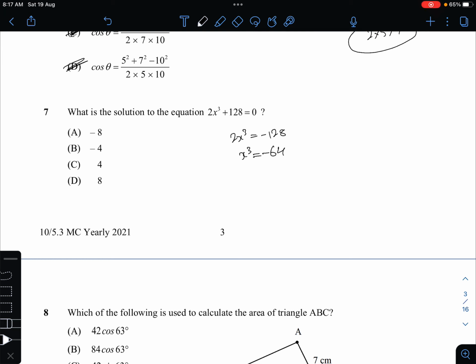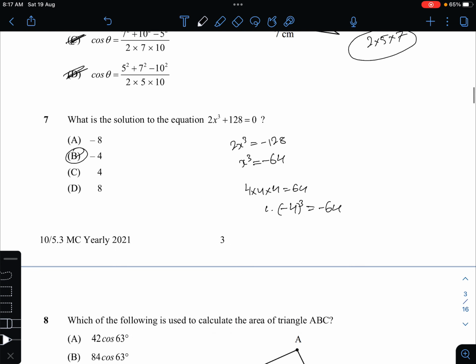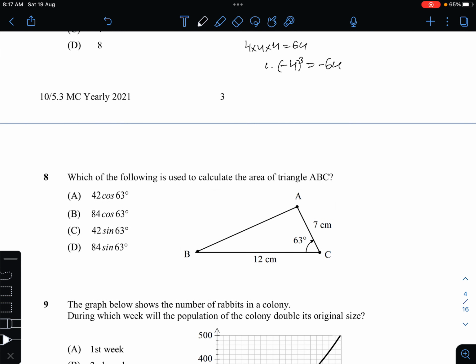And if x cubed is negative 64, you can put it in your calculator, but essentially you just need to think something times something times something is 64, and then just the negative version. So 4 times 4 times 4 equals 64. Therefore, negative 4 cubed equals negative 64, and therefore the answer is B. This is very much a calculator problem, by the way. I just didn't do it because I don't have my calculator with me at the moment.